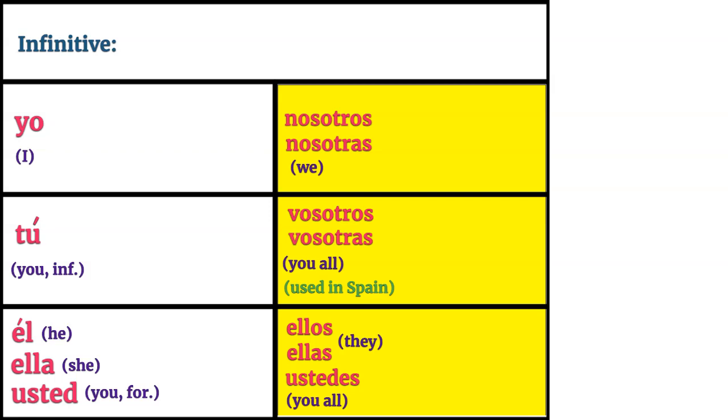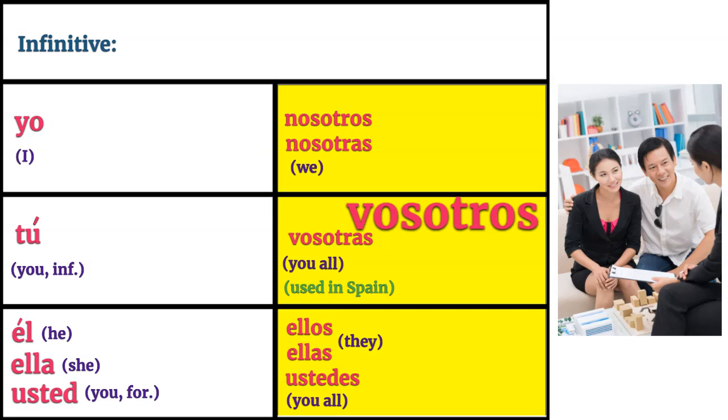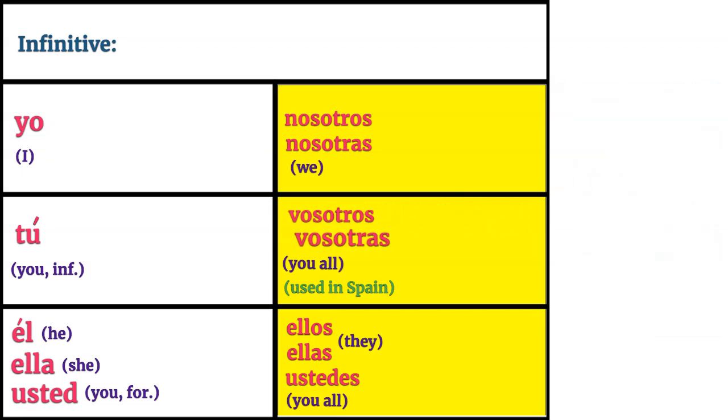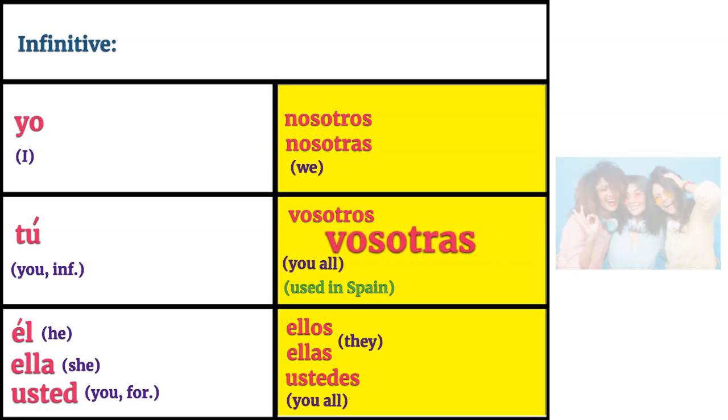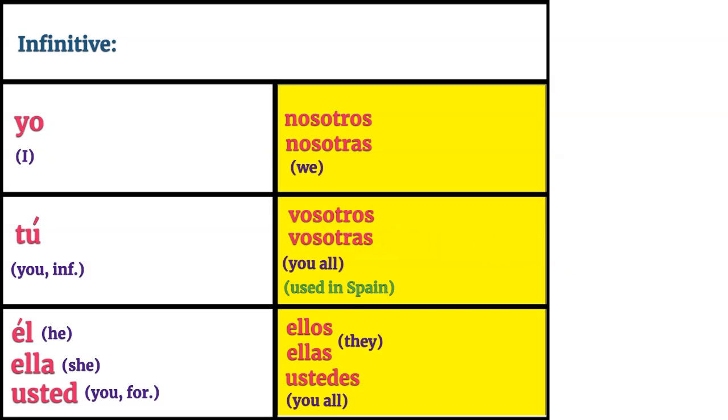Vosotros and vosotras mean you all, and this form is really only used in Spain. As you may be able to guess, vosotros is the form we use when speaking to a group containing at least one male, while we say vosotras only if we are speaking to a group of all females. Also note that because this form is not used too much outside of Spain, it will be introduced in this course, but not emphasized.